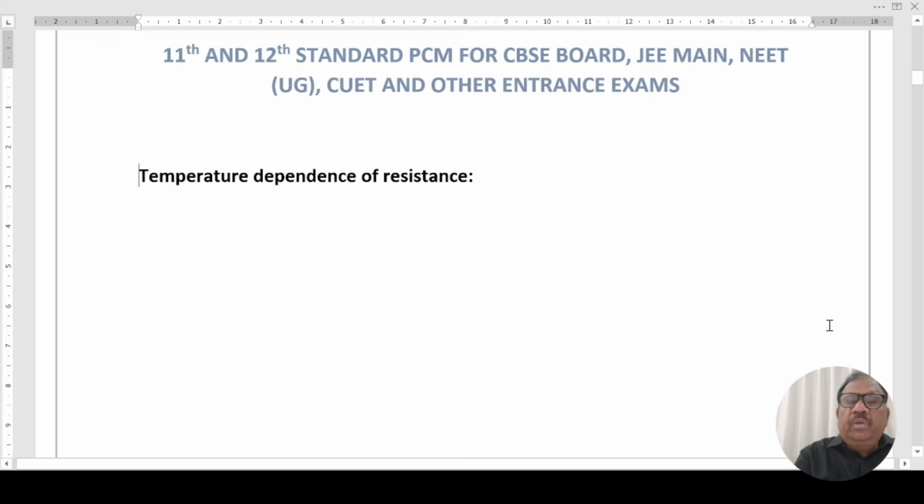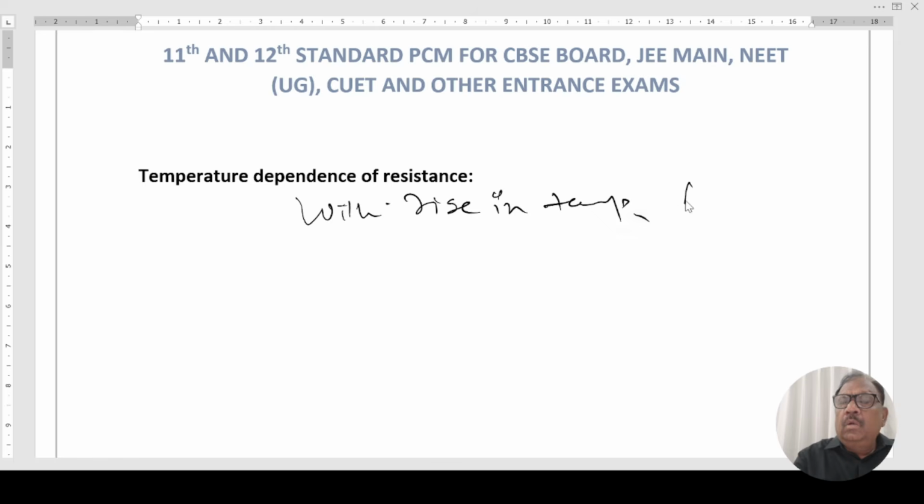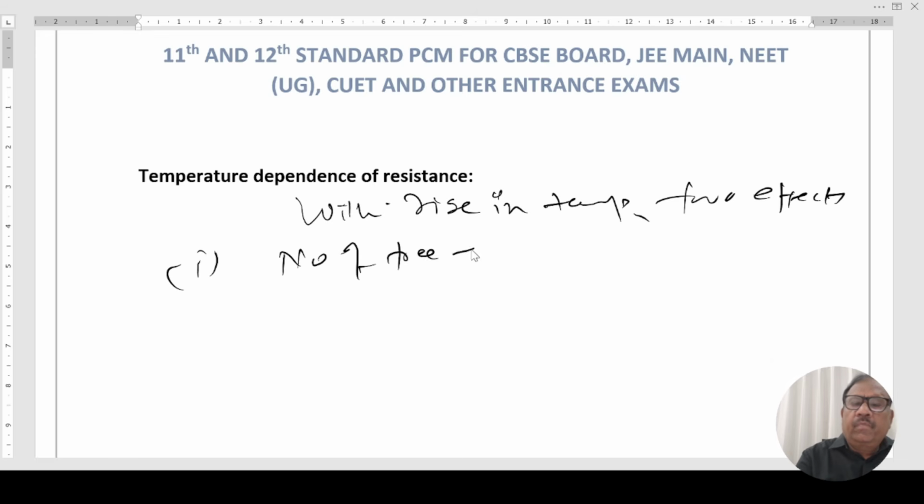The concept is regarding temperature dependence of resistance. With rise in temperature, there are two effects. First, the number of free electrons increases, which means conductivity increases, which means resistance decreases.